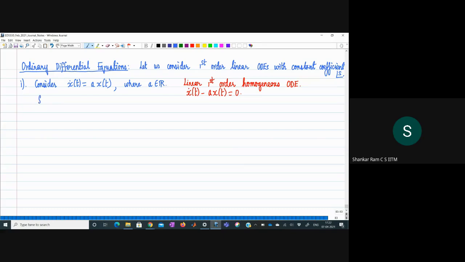If we consider its solution, it is well known that the solution to this class of equation is x of t equals x naught e power a t. So x of 0 is a constant. X of 0 is an initial condition, which should be provided. It's an initial value problem, right? So what is x of 0? X of 0 is the initial condition, which is a constant parameter.